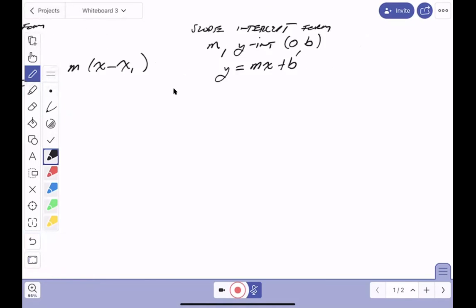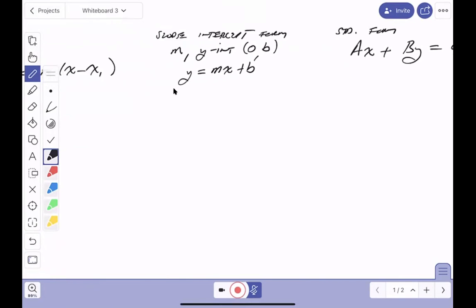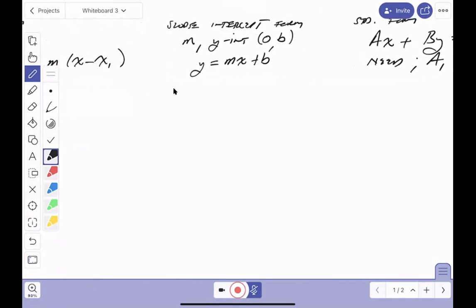The last form, which tends to be a little more cumbersome, is the standard form, and we'll do all of them. That's going to be ax, a multiple of x, plus a multiple of y, equal to c. We generally like to have nice integer coefficients. Not that they have to be, but it's nice to have a, b, and c be integers. So what do you need there? There are 3 things you need: A, B, and C. If you've got those things, you're doing good. None of those things, you're not doing good.